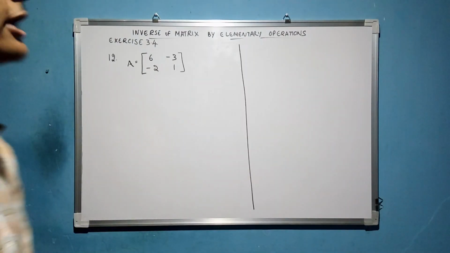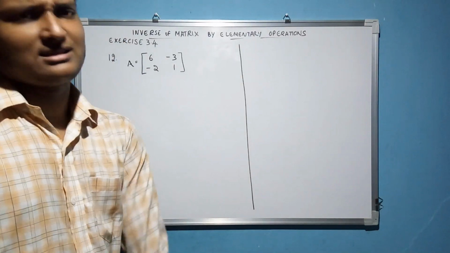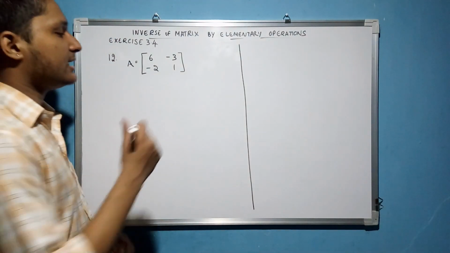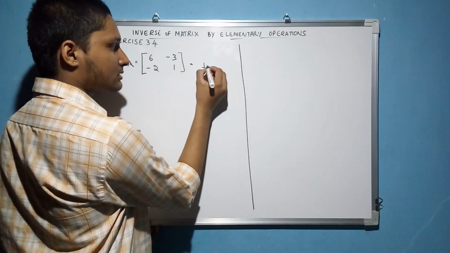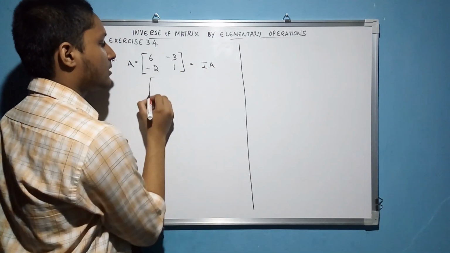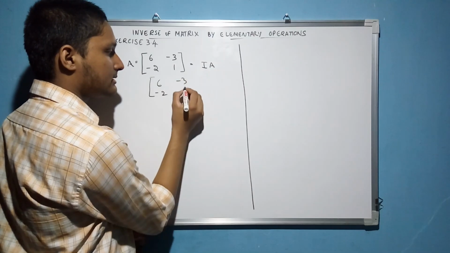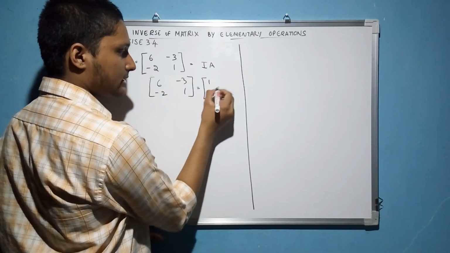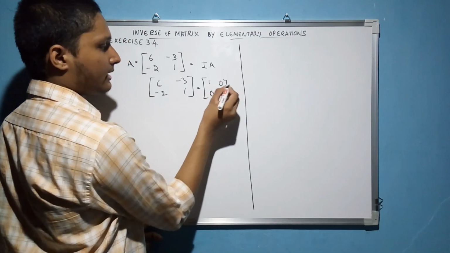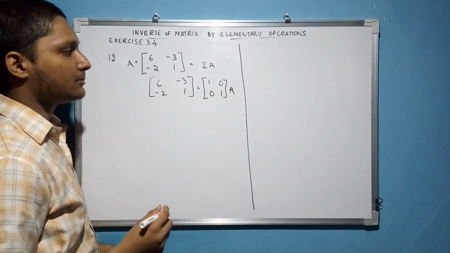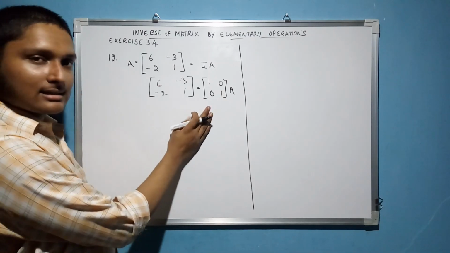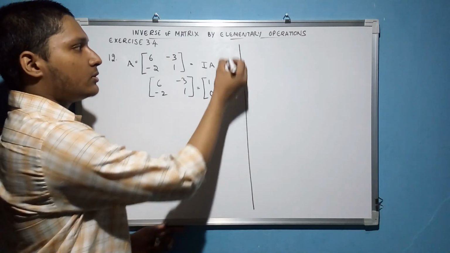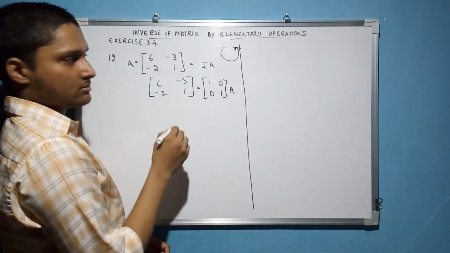Okay, now we have your 12th question. So many questions are very easy. So this is the 12th question. Now, maybe I'll use a row transformation here. So I can write IA, or [6 minus 2; minus 3 1] is equal to [1 0; 0 1] into A. Now I'm going to use the row transformations because this is on the left side and A is on the right side. So I need to go in the anti-clockwise direction.